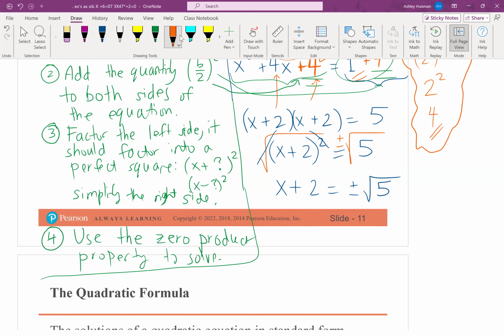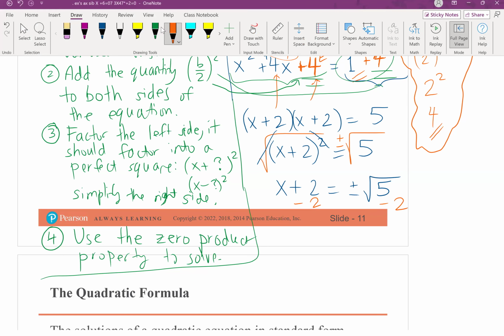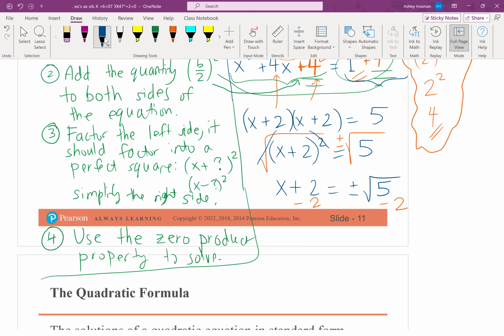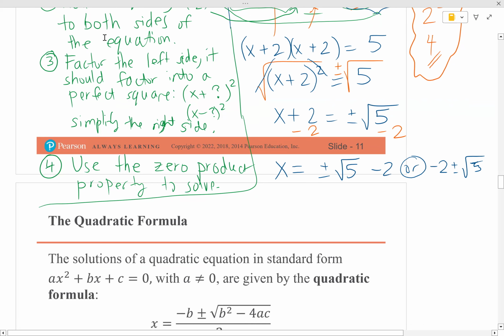But in this case, this is a little more complicated than the previous example. I need to subtract 2 to the other side. And then I'll have x isolated. So these answers are going to look weird, but hey, that's how these problems are. X is, you can put the plus or minus square root of 5 first and then the minus 2, or you're probably more likely to see the whole number that's not in a root on the left side, and then the number that's in a root on the right side, but either way is the same thing.